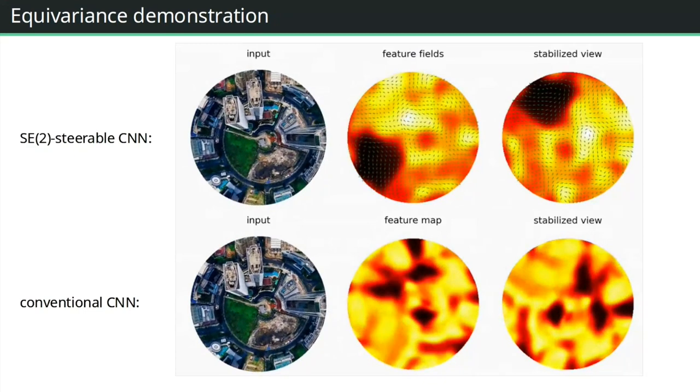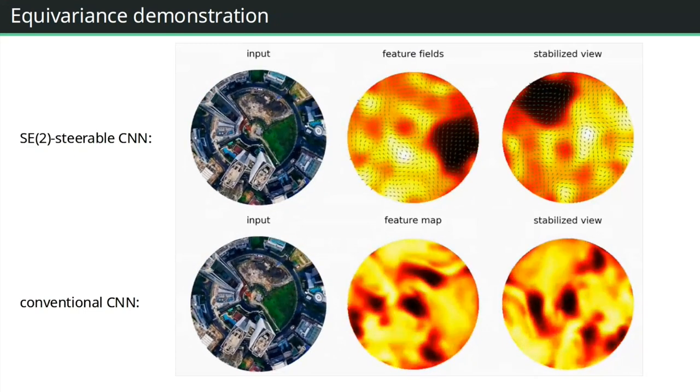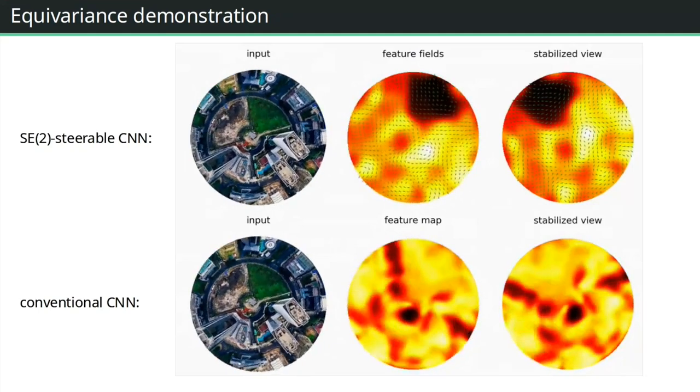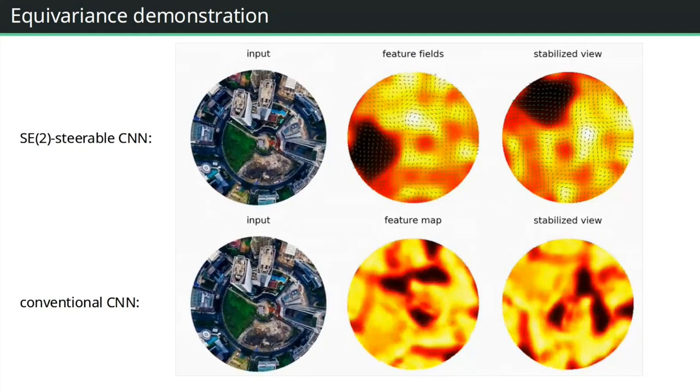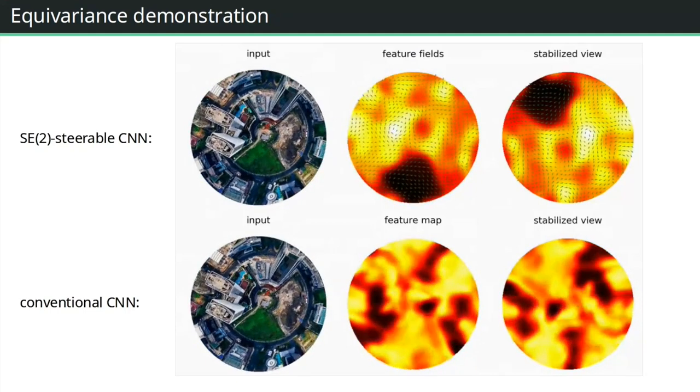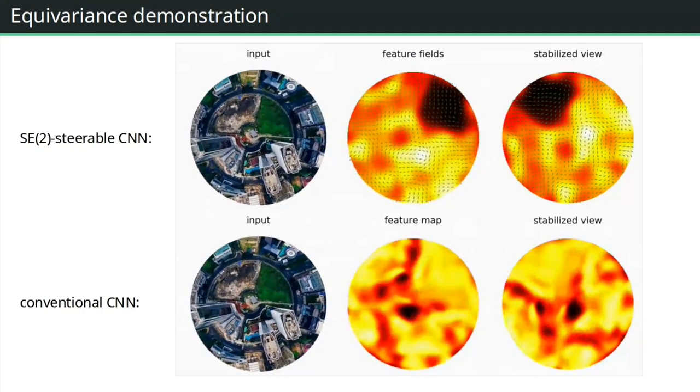While if you feed this rotating input into a standard CNN, then the output is just transforming randomly, basically. You have no guarantee whatsoever on what happens if you rotate your input. So you don't have this equivariance guarantee.